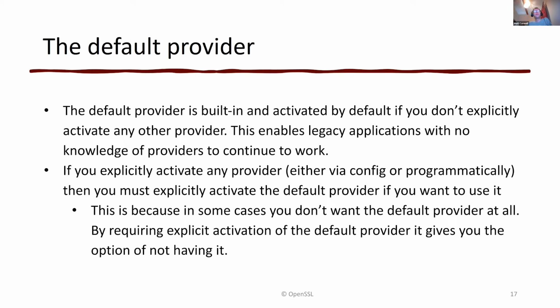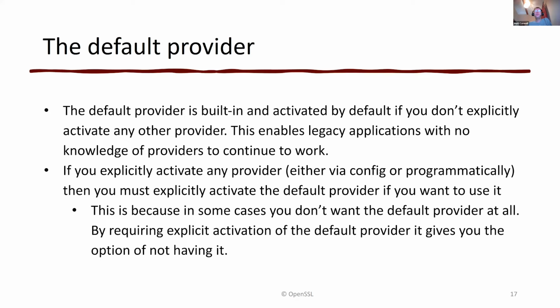So the default provider, as I mentioned, is built in. If your application or your configuration doesn't do anything else, then the default provider will be loaded and activated by default. So you don't need to do anything special to get the default provider. It will just be there and it will just work. So if you have an application which perhaps hasn't been designed to work with OpenSSL 3 and above, so it doesn't really have any awareness of providers, it should just work in that sense. The provider will be there and it will be available.